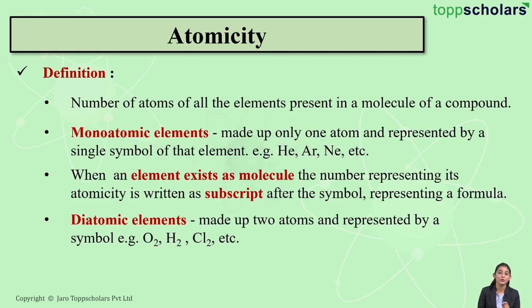Hydrogen exists as a hydrogen molecule which has two atoms of hydrogen. Again, we have represented the hydrogen molecule with the symbol H for hydrogen, and we have written down 2 as the subscript, which indicates that it has two atoms of hydrogen. So, its atomicity is 2. Next one we have is chlorine. Again, it is represented as Cl, and we have 2 written down as the subscript, which indicates that chlorine is diatomic, that is, it contains two atoms of chlorine.